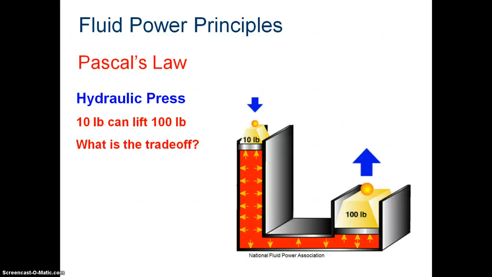This is a diagram of a hydraulic press. Pascal's law is the basis for all fluid power that relies on pressure in a system. And these are the types of diagrams that you'll probably see on your test. This hydraulic press shows 10 pounds of force can easily lift up 100 pounds. But what's your trade-off? The trade-off in this case is the distance. You'll notice that the 10 pounds of force has to travel this great distance, and it will lift this up a much shorter distance.